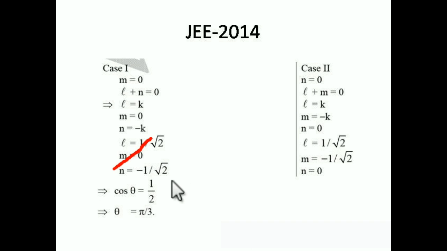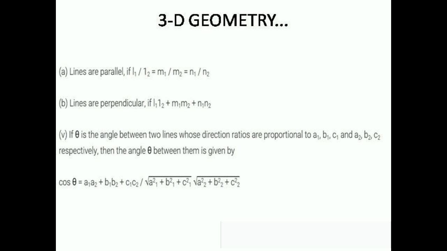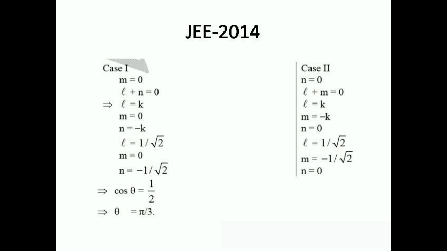Okay, very simple. We can do this orally. So cos theta is equal to 1 by 2. So theta is equal to pi by 3 is my answer. So answer option number A is my right option. You just need to remember all these formulas. Okay, so this is the formula.